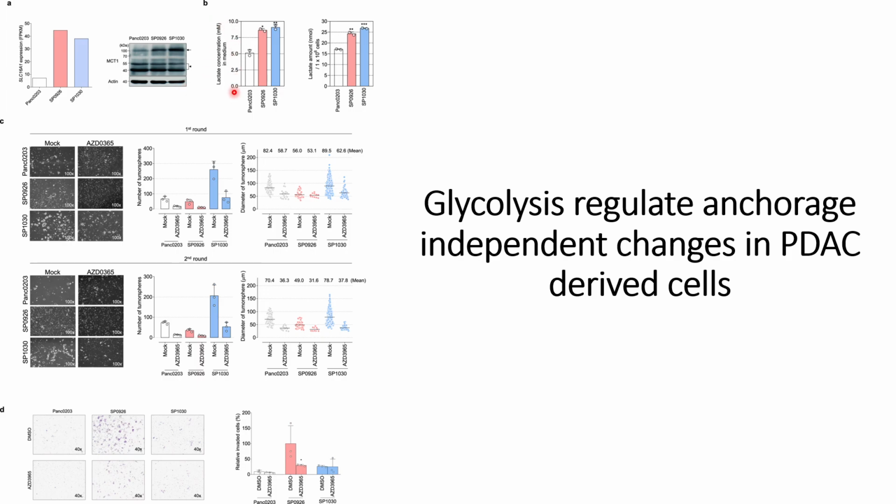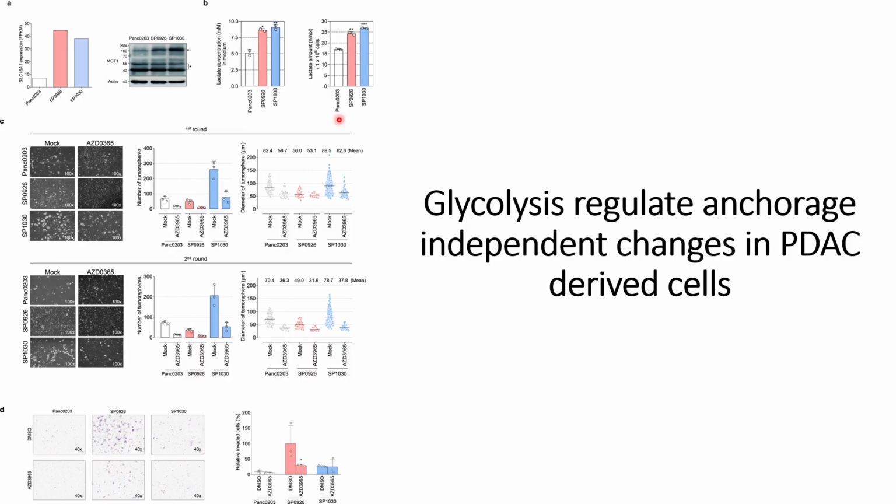Thereafter, they checked the lactate concentration, which is the product of glycolysis, in the cell culture medium and also in the cell lysate. They found that lactate formation is high in SP0926 and SP1030, and the lactate amount in the cell lysates is also high compared to the pancreatic cancer cell lines, statistically significant in both cases. Now they understood that glycolysis pathways are upregulated. They wanted to check whether the upregulation of lactate and SLC16A1 is because of the glycolysis pathway or some other pathways.